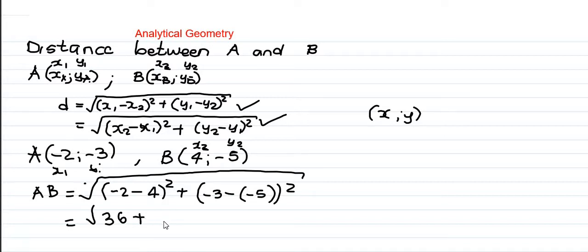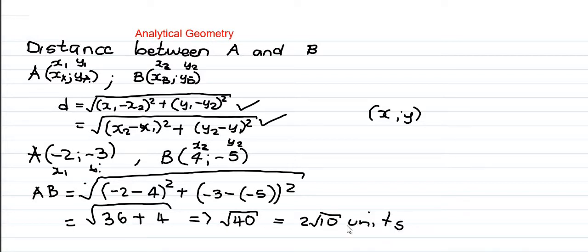Plus minus 3 minus minus 5. So minus 3 plus 5, it's 2. And then 2 squared is 4. And then we get the square root of 40. Again, we see that our answer is positive. So the square root of 40, we must write it in simplest surd form. So in simplest surd form, the square root of 40 is going to be 2 root 10. And then because we want distance, it's going to be in distance units or just units.